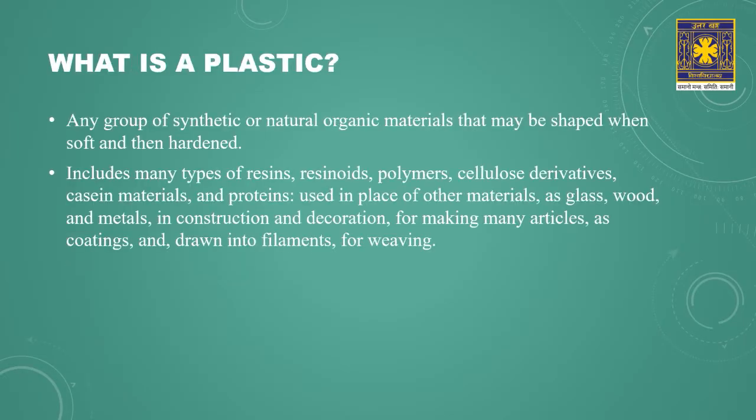So first of all, what is a plastic? We can define plastic as any group of synthetic or natural organic materials that may be shaped when soft and then hardened. It can include different types of resins, resinoids and polymeric materials, including the cellulose derivatives, casein materials, proteins, and most importantly, it has been designed and produced to replace the other materials that have been used traditionally, like glass, wood, and metals.